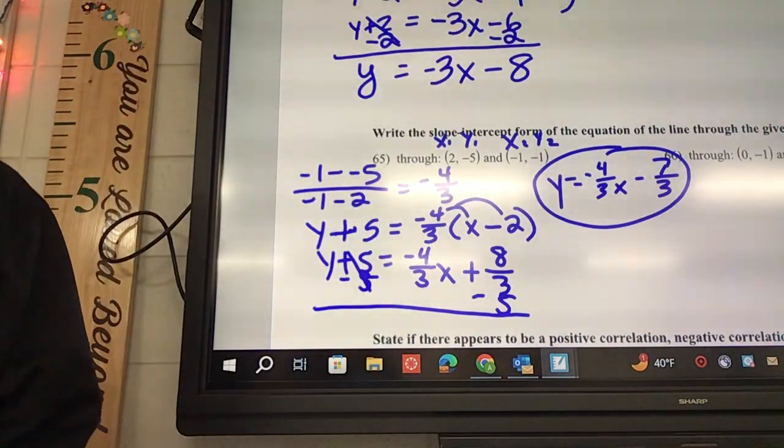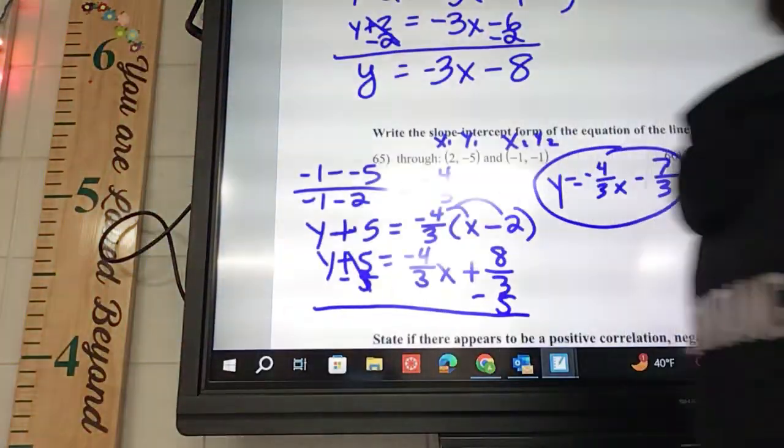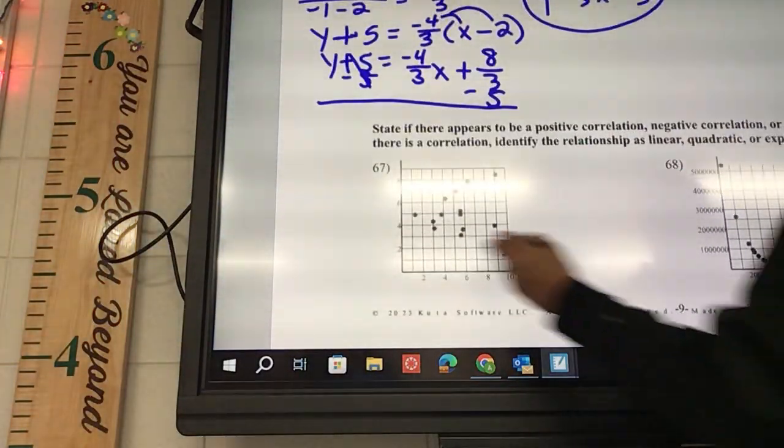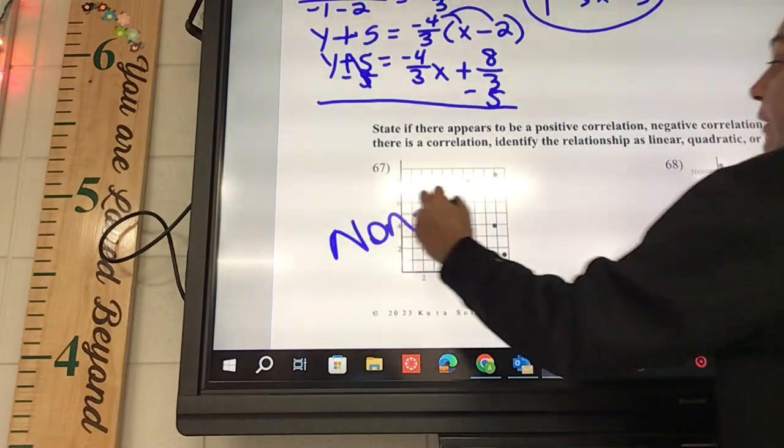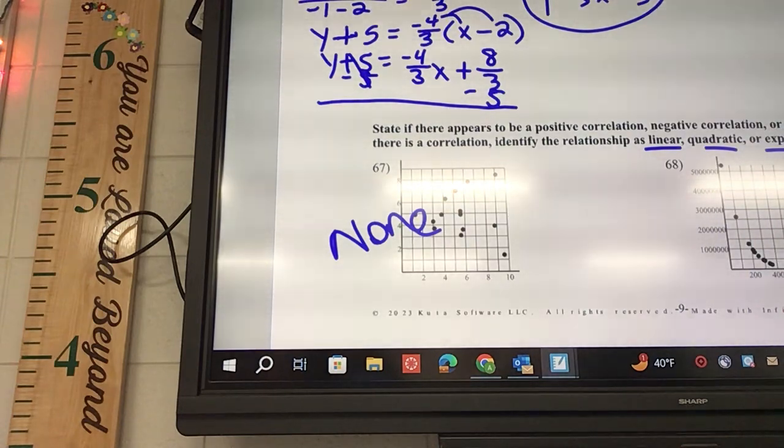Okay, 67, is that positive correlation, negative, or none? It is a none. So if it's a none, okay, then it's none of these other ones, linear, quadratic, or exponential. Okay, if it's a positive, then you should be picking 2 things. If it's a negative, you should be also picking something else.